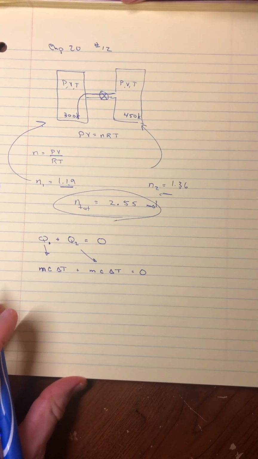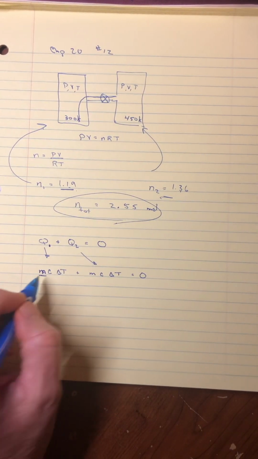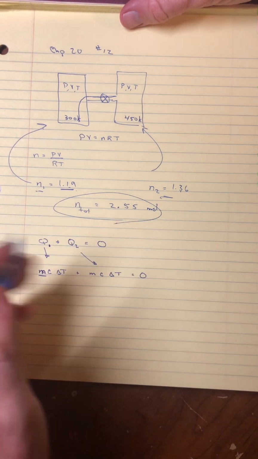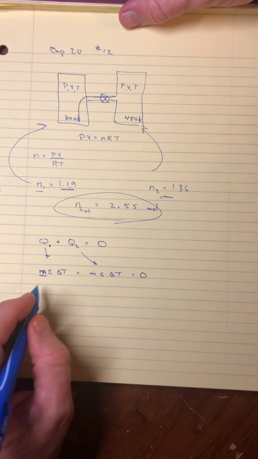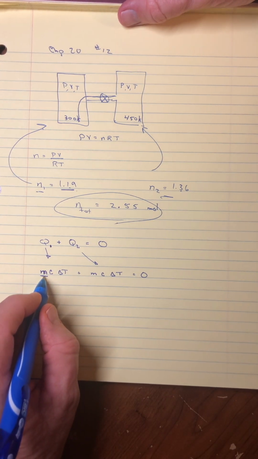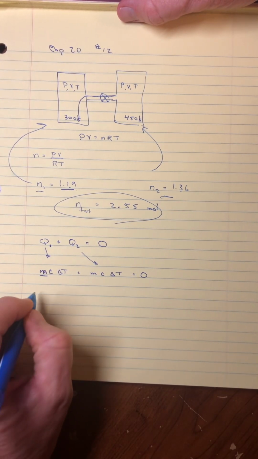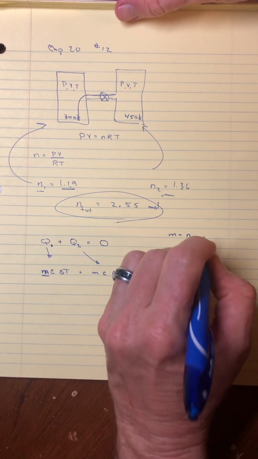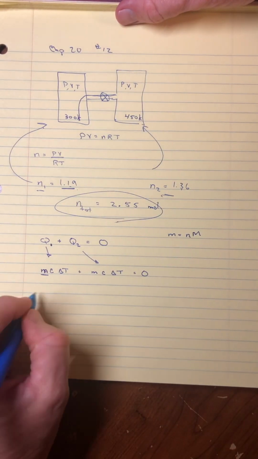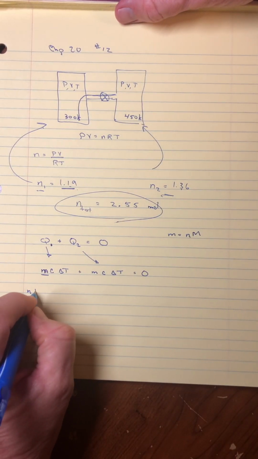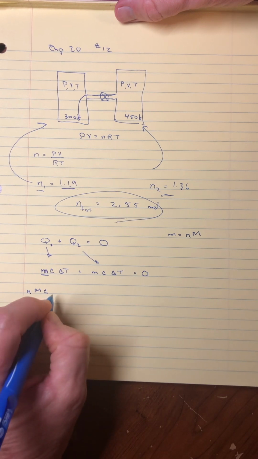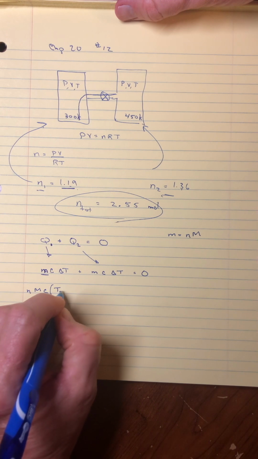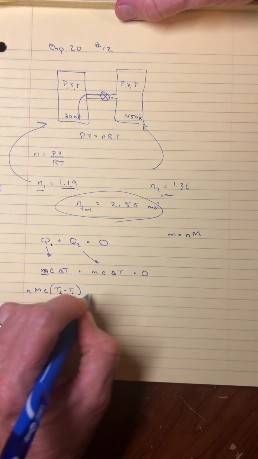Now, I don't really have the mass, but I do have the number of moles. And I do have the molar mass because it's oxygen. So I could replace the M with the number of moles times the molar mass. So I'm going to replace this with N times the molar mass times the specific heat of the oxygen, and then I will go final temperature minus initial temperature.